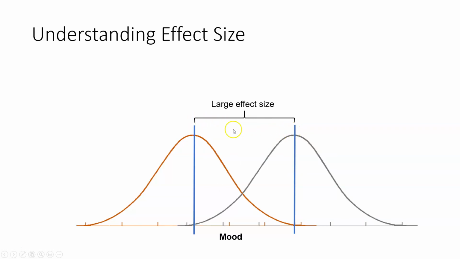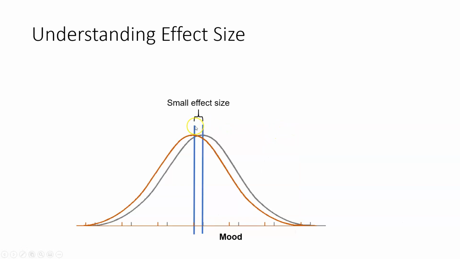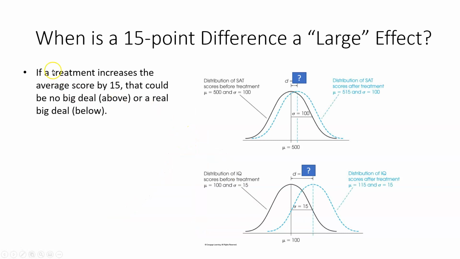This is a large effect size when they're very far apart. When the two means are very far, large effect size. If they're very close together, this is a small effect size. In that first example where the two distributions perfectly overlapped, that would mean there was no effect size. So, when is a 15-point difference a large effect? It's going to depend on the distribution. If a treatment increases the average score by 15, that could be no big deal, like we see here, or a real big deal, like we see here.